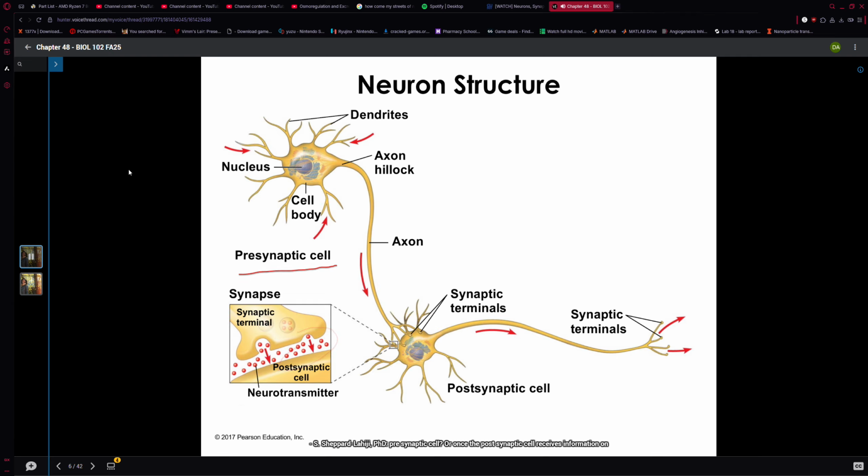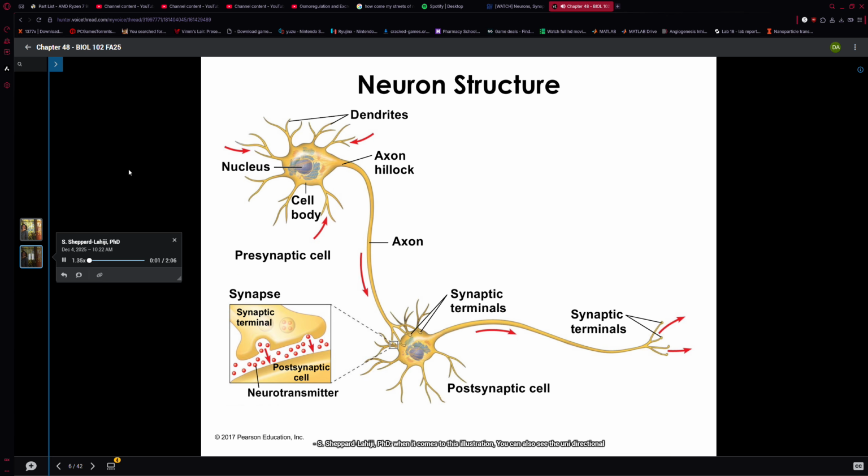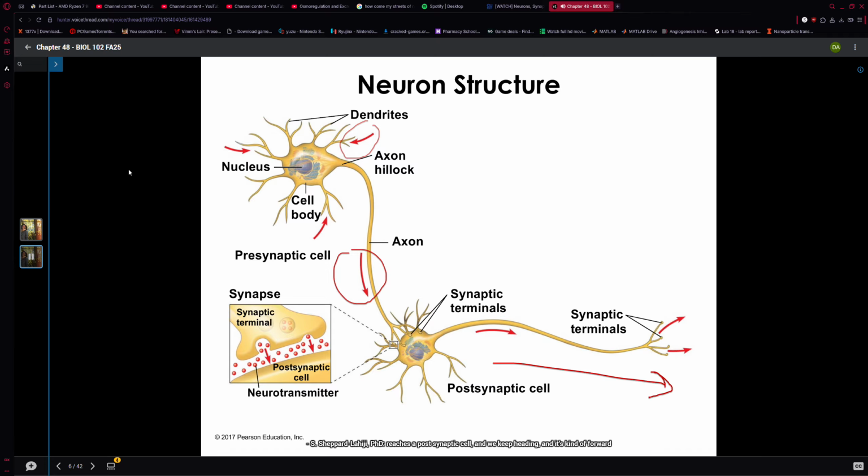Or once the postsynaptic cell receives information on what it should do, how is it able to transmit that information along its length and elicit some response somewhere else? When it comes to this illustration, you can also see the unidirectional nature of the arrows, meaning that we're getting something from the dendrites, it heads towards the soma, goes along the length of the axon, reaches a postsynaptic cell, and we keep heading in this kind of forward direction.